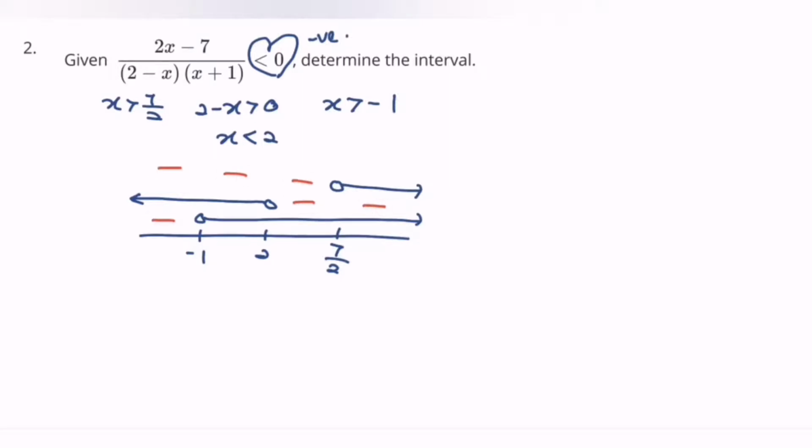So multiply the signs and we have positive, negative, positive and negative. So kindly refer to the question, we wish to have less than 0, which is the negative. So our answer for this question would be empty circles from negative 1 until 2, where negative 1 and 2 are not included, union, from 7 over 2 until infinity. So here we have the answer for question number 2.